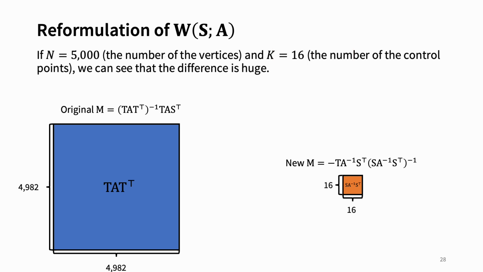If we set the number of vertices N to 5000 and the number of control points K to 16, we can see that the difference is huge. The original M has over 20 million elements, while the new M has only 256 elements. This demonstrates that our reformulation significantly reduces the time required for prefactorization.